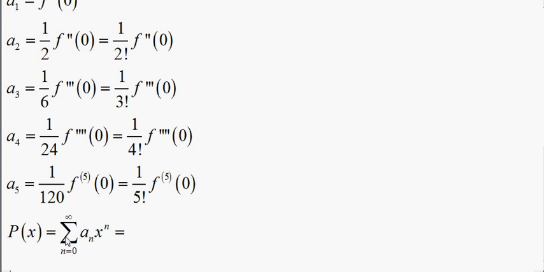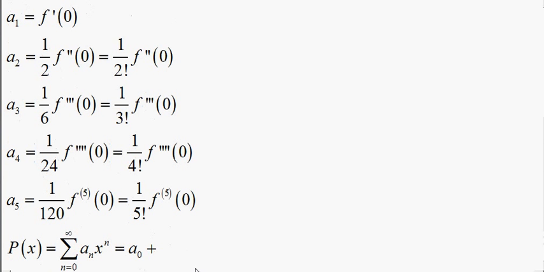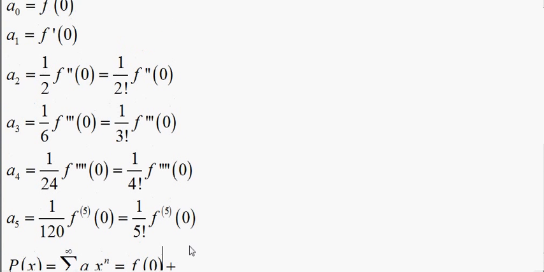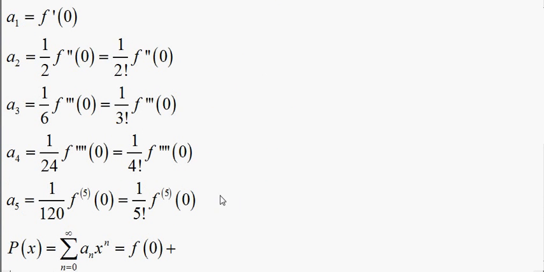P of x equals this. But what does that really equal? Well, if you do it term by term, we have a naught, and what is a naught? Well, that's f of 0. So we'll just replace each a1, a0, 1, 2, 3, 4, 5 with what we found them to equal down here. So a naught is that, and then we have a1 x. But a1 is f prime of 0. And then we have a2 x squared.